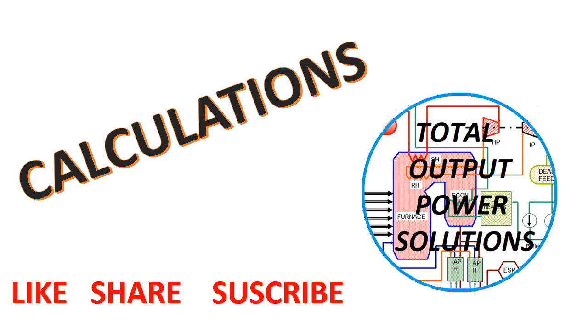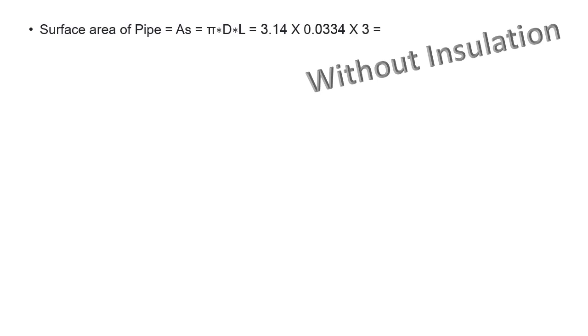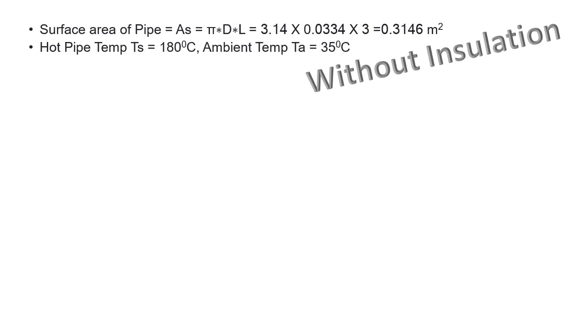So the calculations are: first of all we calculate the heat lost without insulation. The surface area of the pipe, AS, is equal to 3.14 into 0.334, that is the diameter, and into the length, that is 3, that comes out to be 0.3146 square meters. Hot pipe temperature Ts is 180 degrees centigrade and the ambient temperature is 35 degrees centigrade.